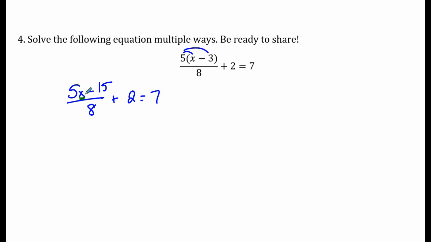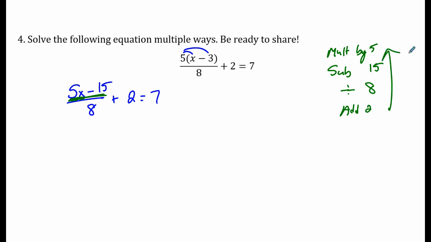What's happening to it? Am I dividing? What's happening to it first? Well, it looks like it's getting multiplied by 5. Then, what did I do to that 5x? Am I dividing? No, it looks like I'm subtracting 15. Then what am I doing to that there? I'm dividing that whole chunk by 8. So we're dividing by 8. What am I doing to that whole division expression? I'm adding 2. So let's work backwards to undo this if we're using inverse operations.